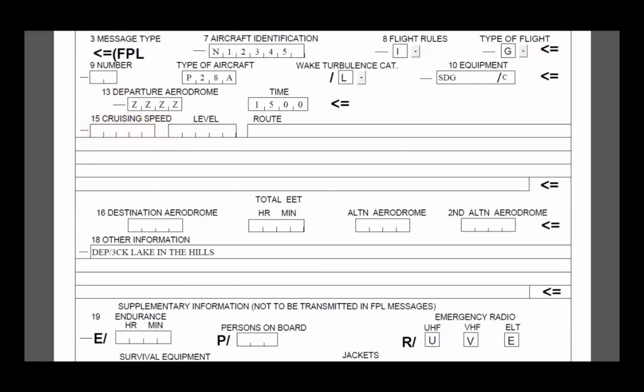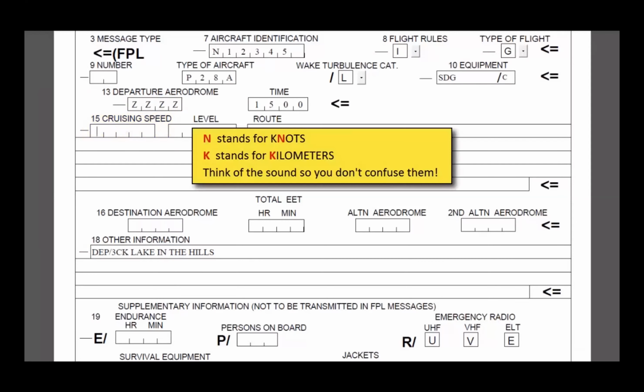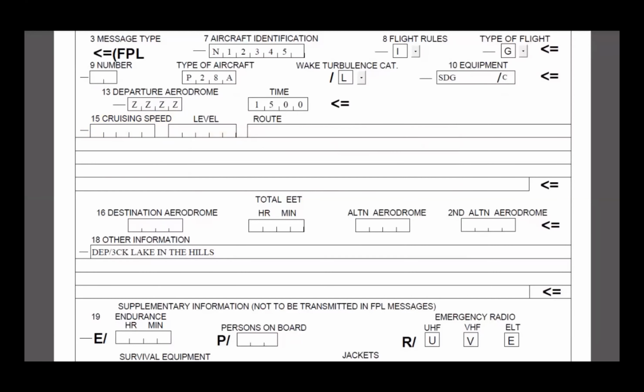When filling this out, the airspeed has to be in a 4-digit number following the letter N. The letter N means that the number is in knots. If you're filing in kilometers per hour, you would use a K. So don't get them confused. The N stands for knots. The K stands for kilometers per hour. That is confusing. An example of a plane filing at 110 knots would be N0110. That would be what you would put in there for 110 knots.